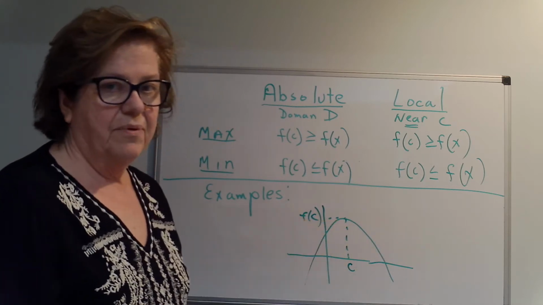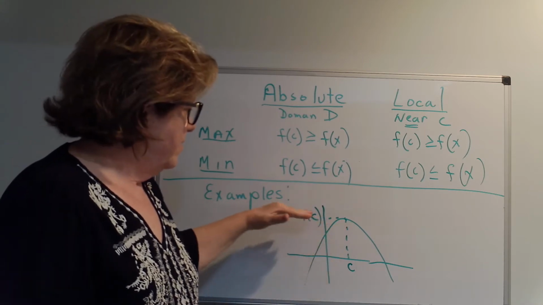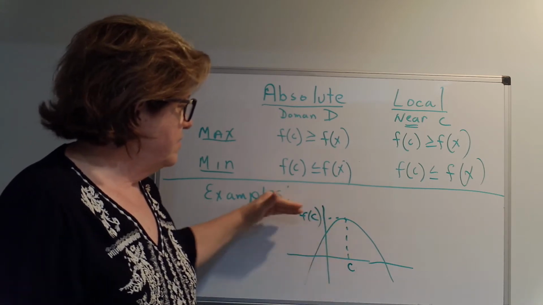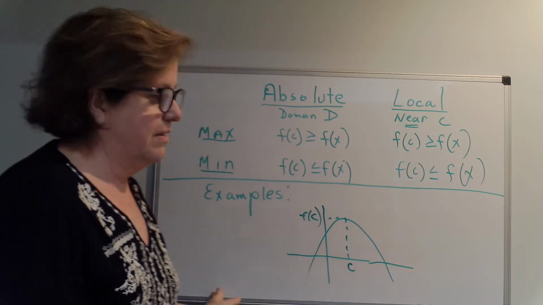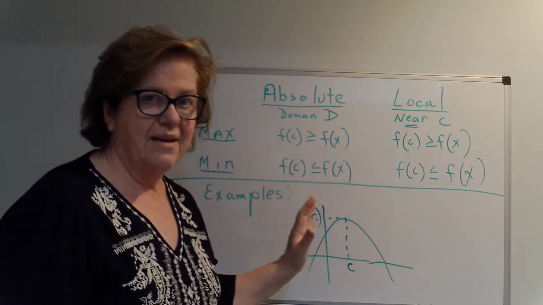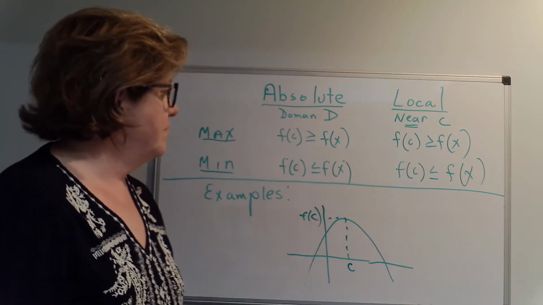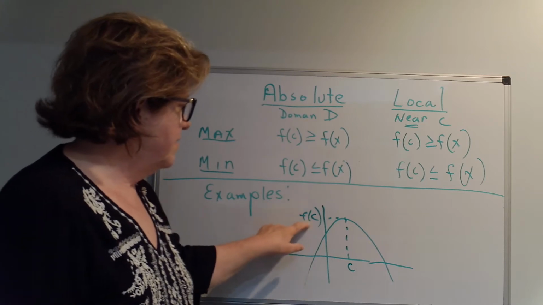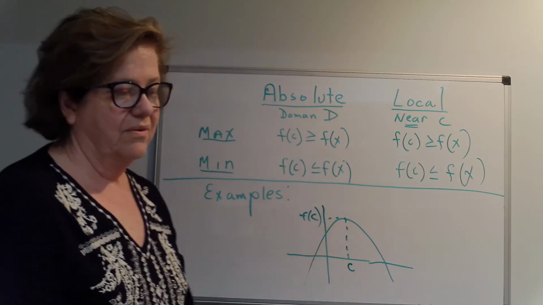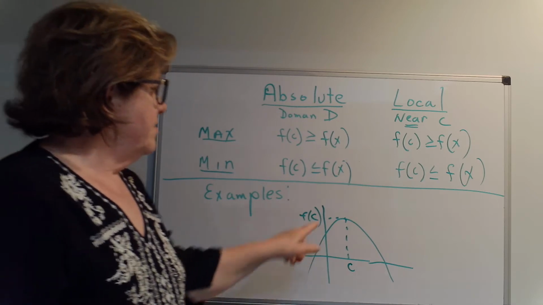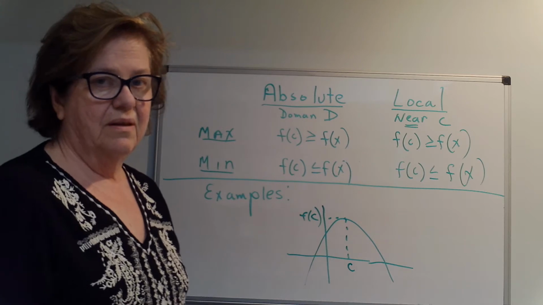Here's an example of a function with an absolute maximum. The absolute maximum value is f at c. No matter what other x we pick, f at that x is going to be lower than this. So this is an absolute maximum. This is going to be higher than any other y value on the curve. But it's not only an absolute maximum, it's a local maximum too.